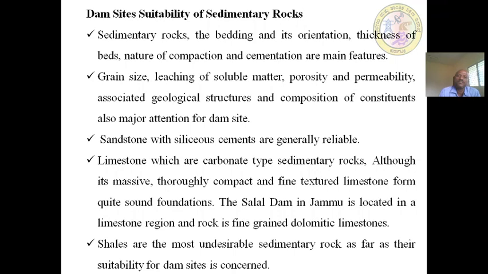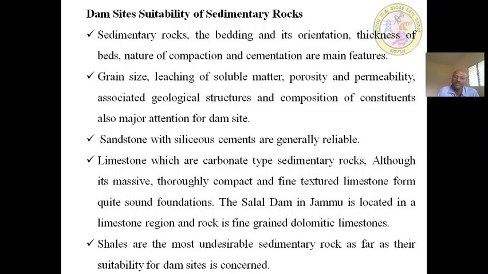Dam site suitability of sedimentary rocks. In sedimentary rocks, the bedding and its orientation, thickness of beds, and nature of compaction and cementation are main features. Grain size, leaching of soluble material by water, porosity and permeability, associated geological structures and composition of constituents also need major attention for dam sites. If bed thickness is large, and the rock is competent and well cemented, it will be suitable.